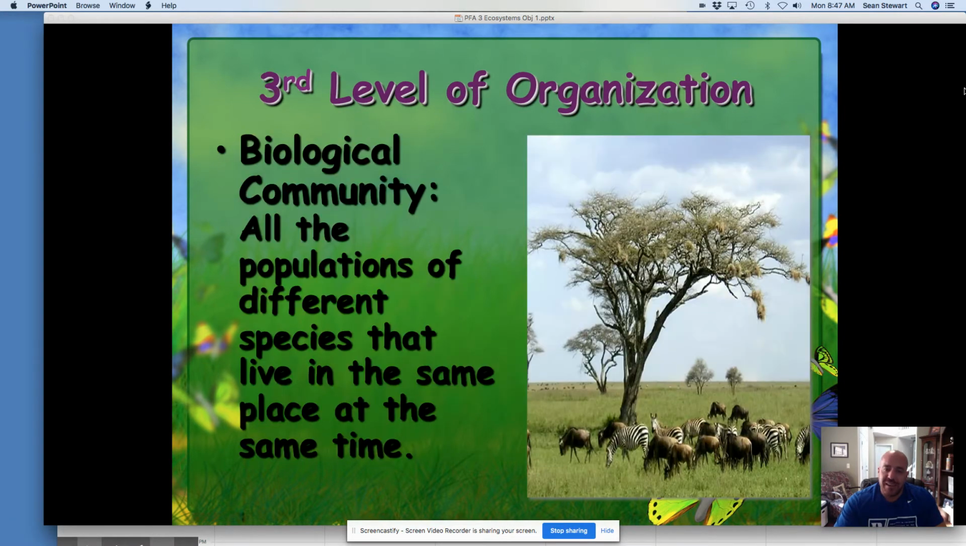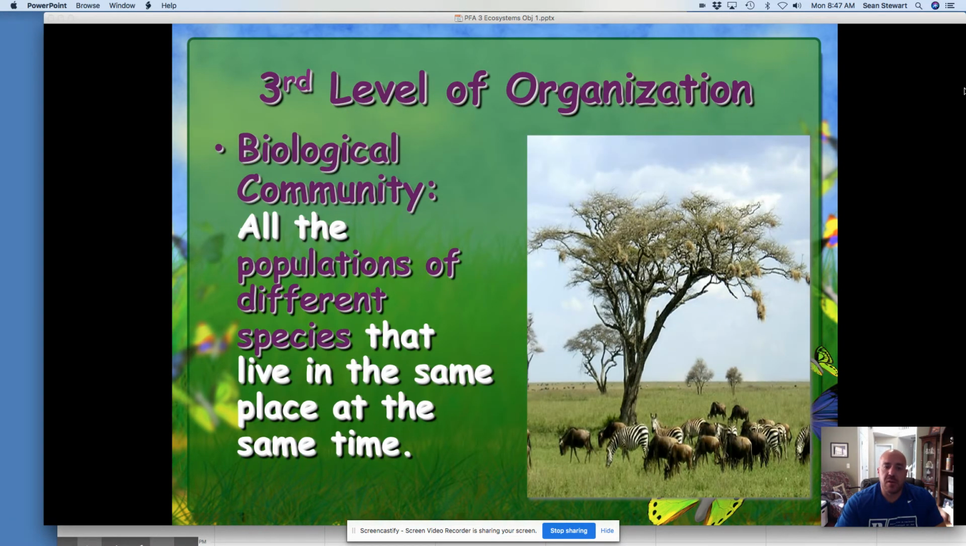When we add to that, we get to a community. And a community is all the populations of different species living in the same area. So now you can see different animals and different plants living in that same area. So now it's a community. Remember, just zebras living together would have been a population. Now we've added other animals and plants, so we're calling it a community.